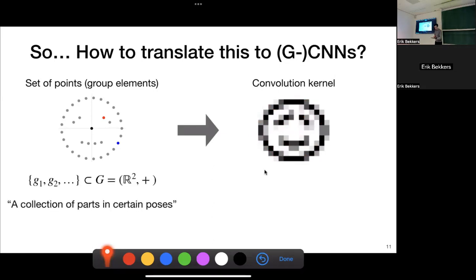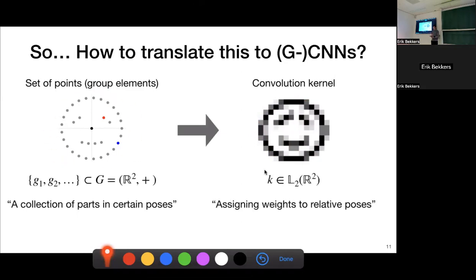So here we talked about a collection of poses of parts which form this whole object representation. Here we have something like a function. I'm going to use the notation L2, which means square integrable functions on the domain R2. If you sample a kernel from this, I sample a continuous function on R2, which assigns to every relative position an intensity value. So it assigns weights to relative poses. Now, if I want to transform this and know what it looks like at another location, I multiply it by the group product.